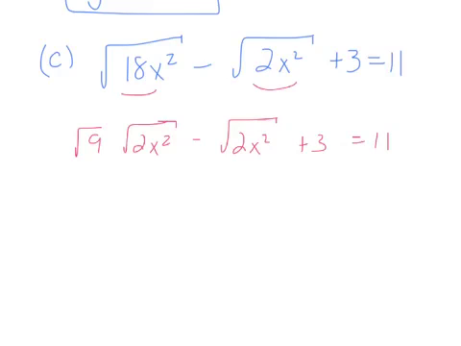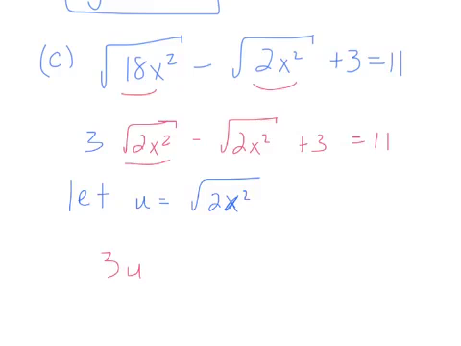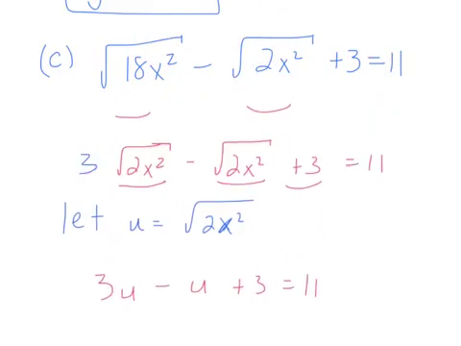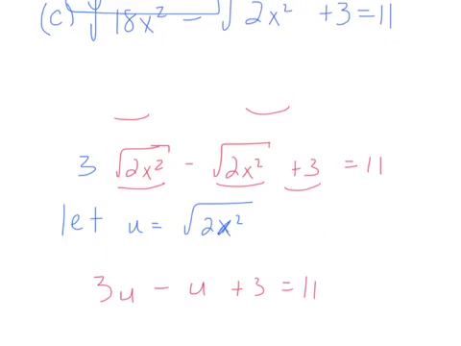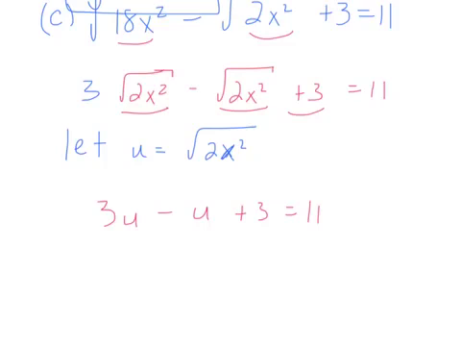Square root of 9 is just 3, so I'm going to erase this and just put a 3 out in front. And now I could let u equal that entire expression, right? That entire radical 2x squared expression there, because it occurs in both spots. Had I done that earlier, it might have been a little bit messy with the 18, but now it's pretty easy. So now it's going to become 3u minus u plus 3 equals 11. And if I go ahead and combine my like terms at this point, I get 3u minus u is just 2u plus 3 equals 11.